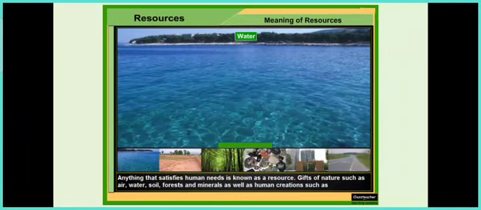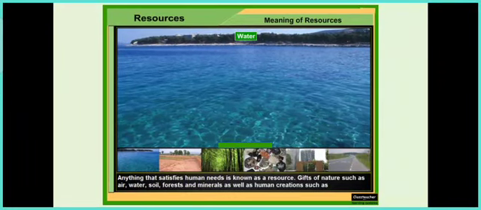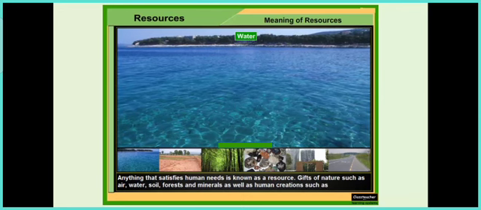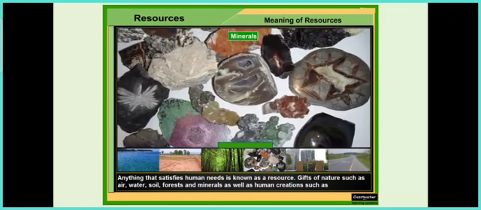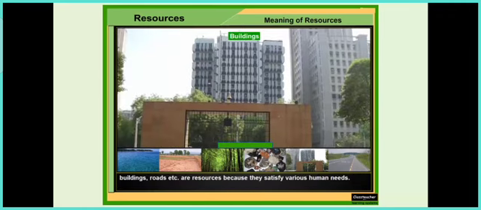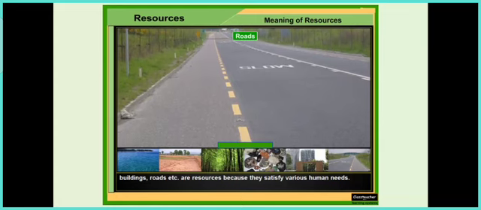Resources. Anything that satisfies human needs is known as a resource. Gifts of nature such as air, water, soil, forests and minerals, as well as human creations such as buildings, roads, etc. are resources because they satisfy various human needs.